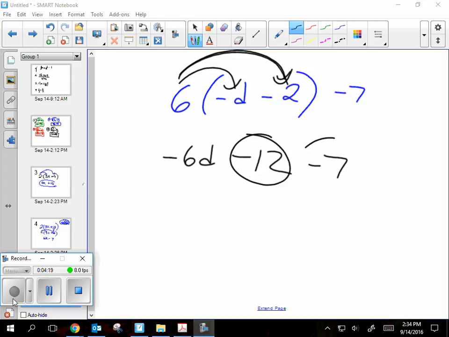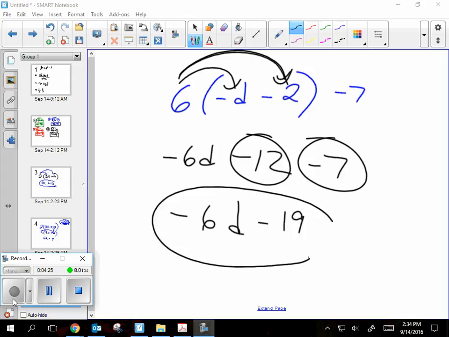You could combine those, yes, and then your final answer would be negative 6d minus 19. Who had the exact right answer? All right, 3 people had this. Nice job. I bet you had it. You just, didn't you? Okay, all right.